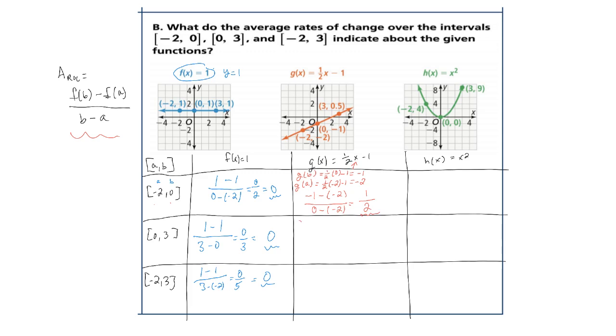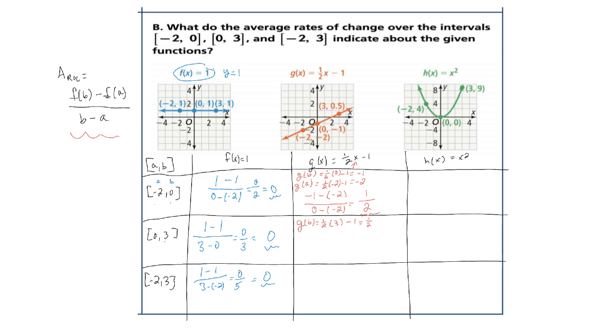Do this for the next one. g of b is 1/2 times 3, because 3 is our b now, minus 1. So 3/2, right? 3/2 minus 1, which would be 1/2.